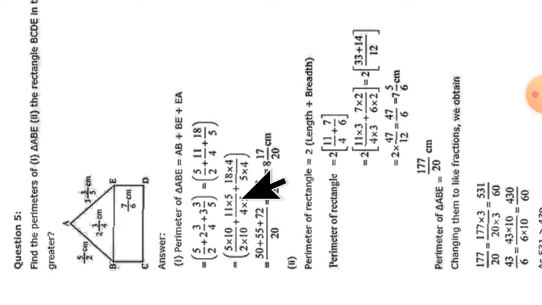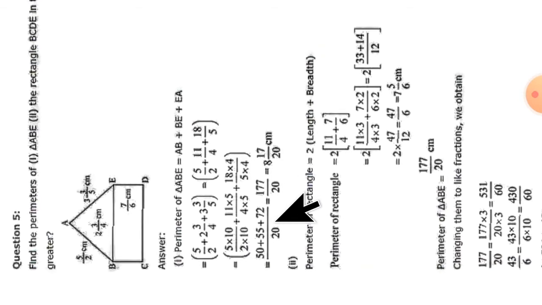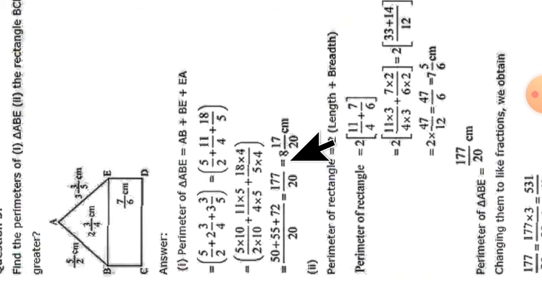4 fives are 20, so 11 also multiply by 5. 5 fours are 20, so 18 also multiply by 4. So 5 tens are 50, 11 fives are 55 and 18 fours are 72. 50 plus 55 plus 72 upon 20 equal to 177 upon 20. Divide 177 by 20, you will get 8 integer 17 upon 20 cm.